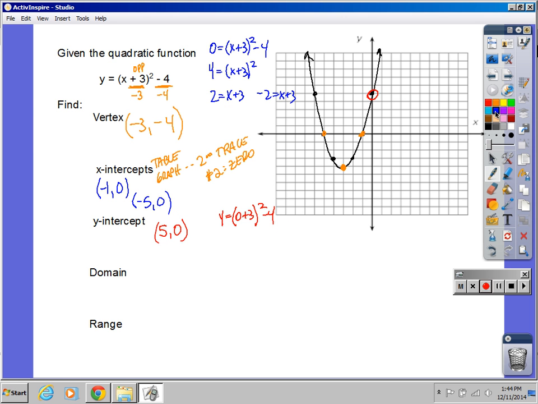Domain, we've only ever learned about functions that have negative infinity to infinity. Range is always going to be the lowest to the highest, or the highest to the lowest, and it's always going to be your vertex. So the y value of my vertex, okay, is that negative 4, and it goes on forever. So that's the key here. A lot of people don't get this y value in their vertex as the bottom of their range.